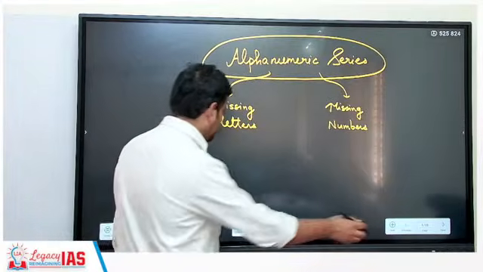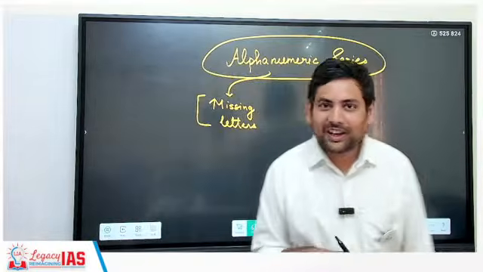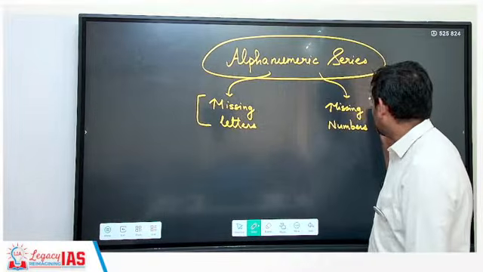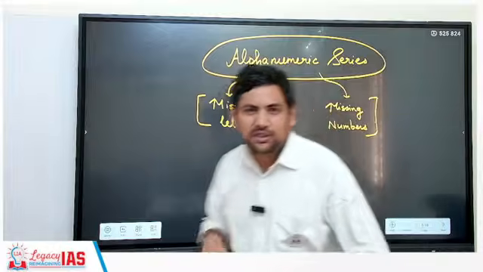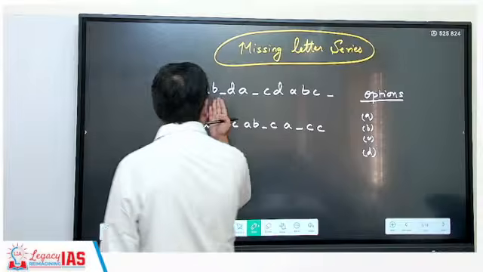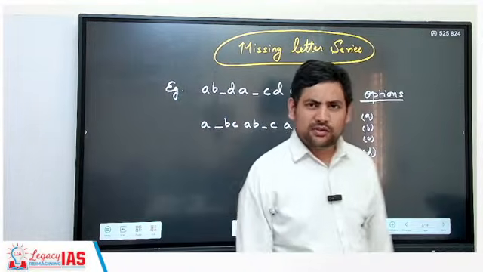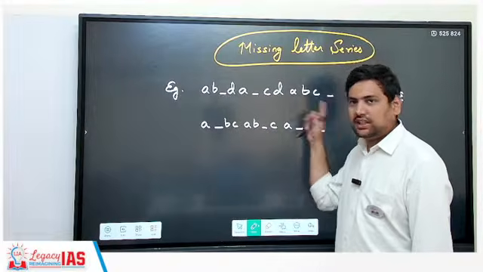The topic for today is Alphanumeric Series. The main thing we'll see here is missing letters, and then we'll also see missing number series. Missing letters, you might have seen questions like A, B, dash, D, A, dash. Then you have to find what will come in these blanks.